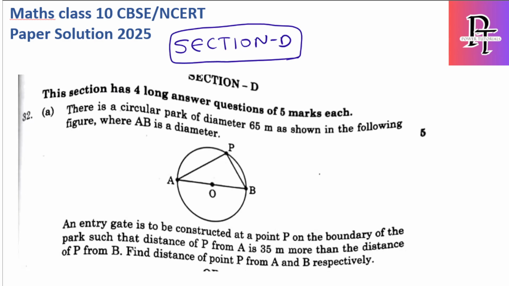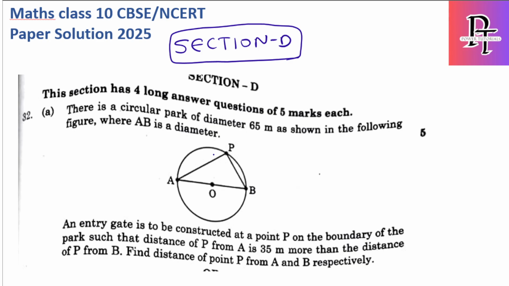So there is a circular path of diameter 65 meters as shown in the following figure, where AB is the diameter. An entry gate is constructed at point P at the boundary of the park, such that the distance of P from A is 35 more than the distance from P to B. If I say this is x, then this becomes 35 plus x. Find the distance of point A from, okay, they are asking PA and PB.